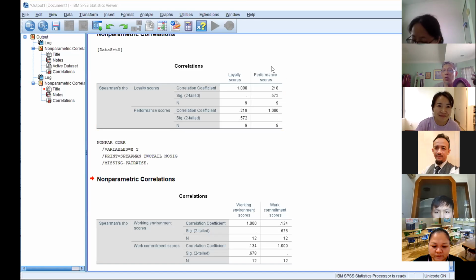Okay, that would be question number 2. Question number 3, Najib. If we were to test this hypothesis at alpha equal 0.05, what would be the appropriate null and alternative hypothesis?